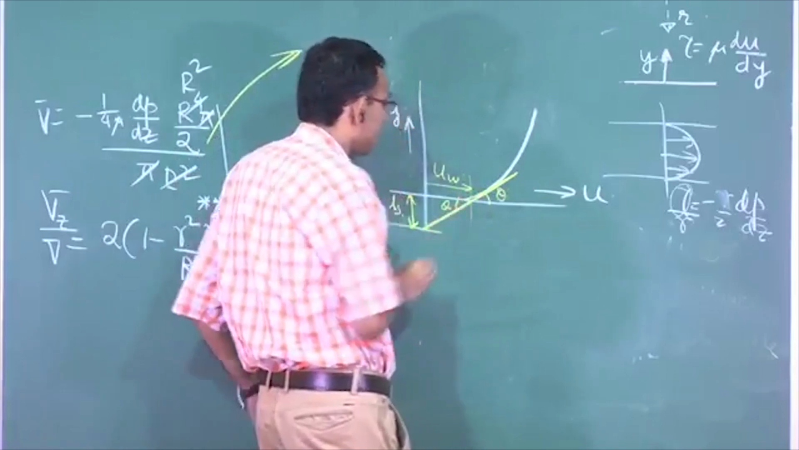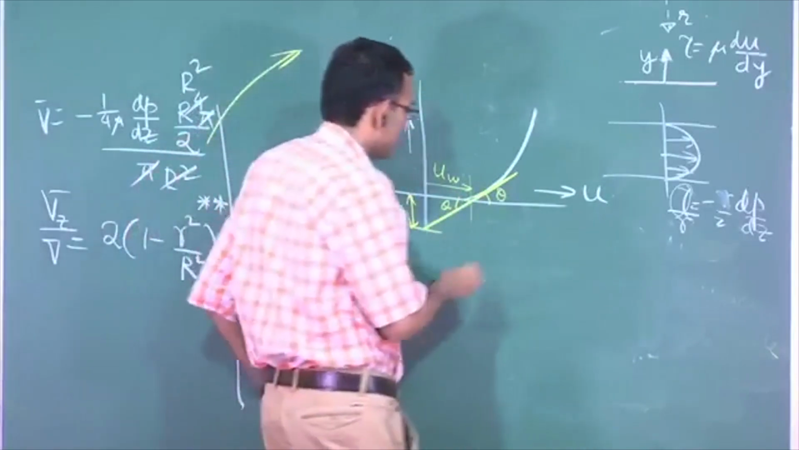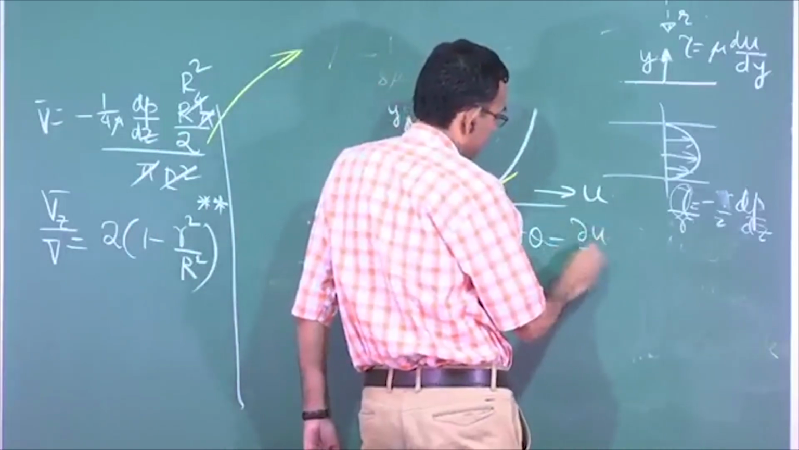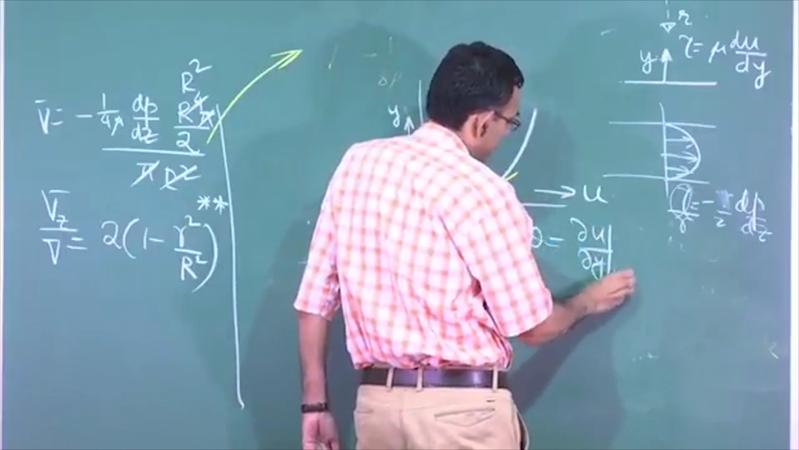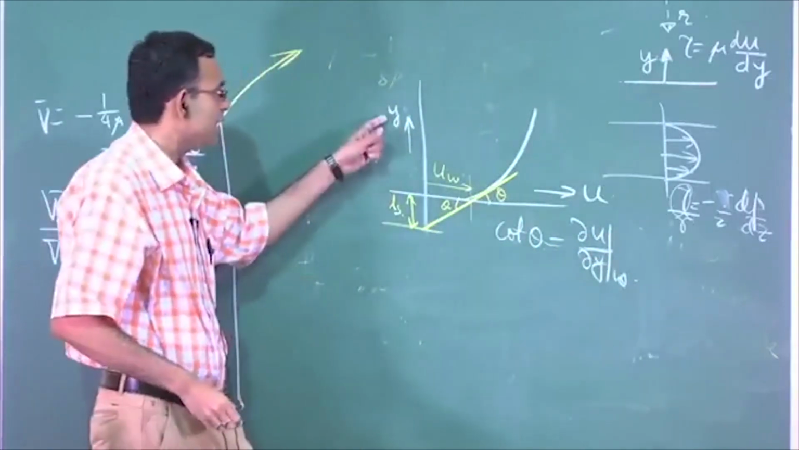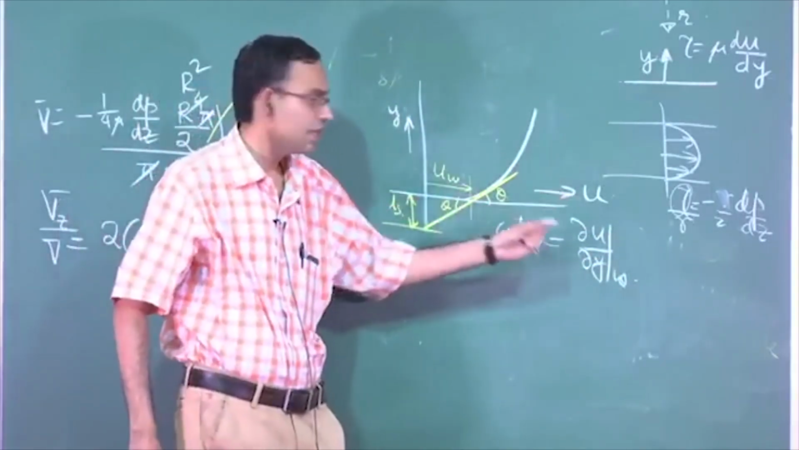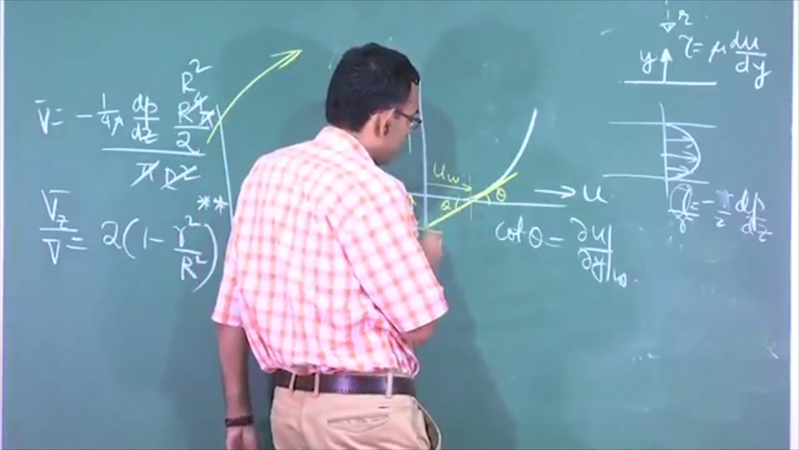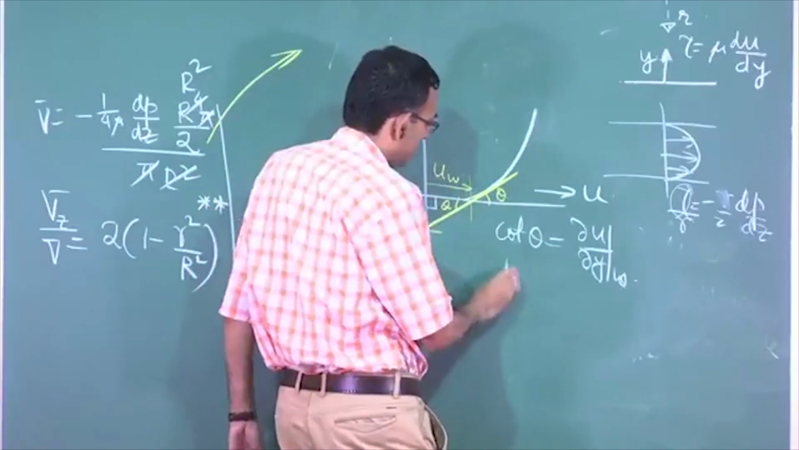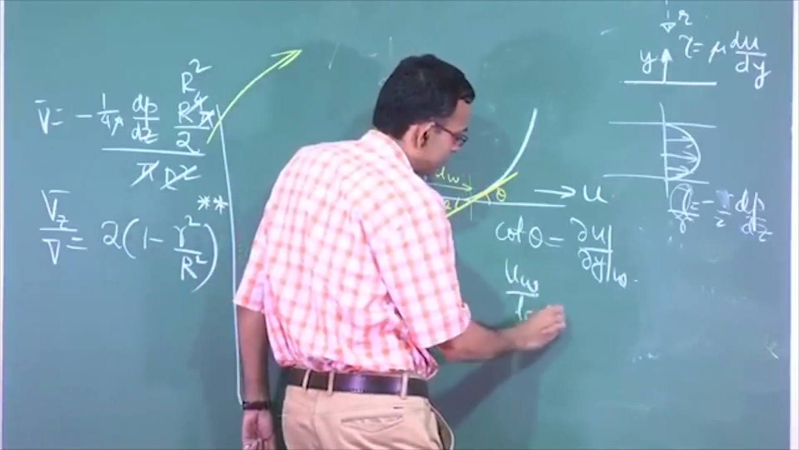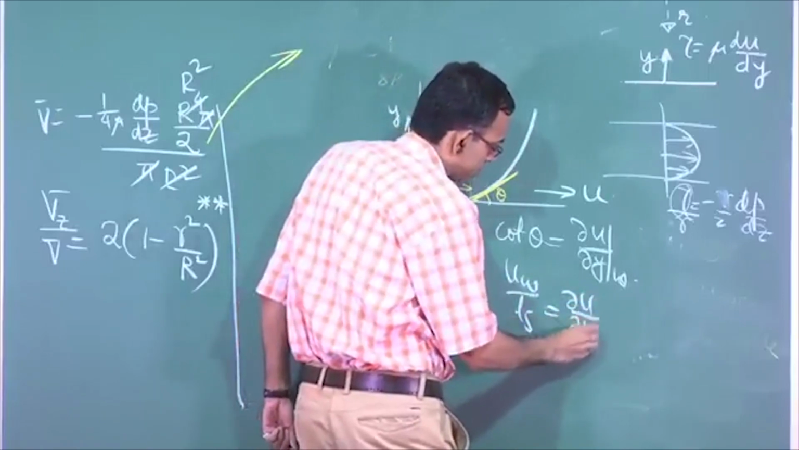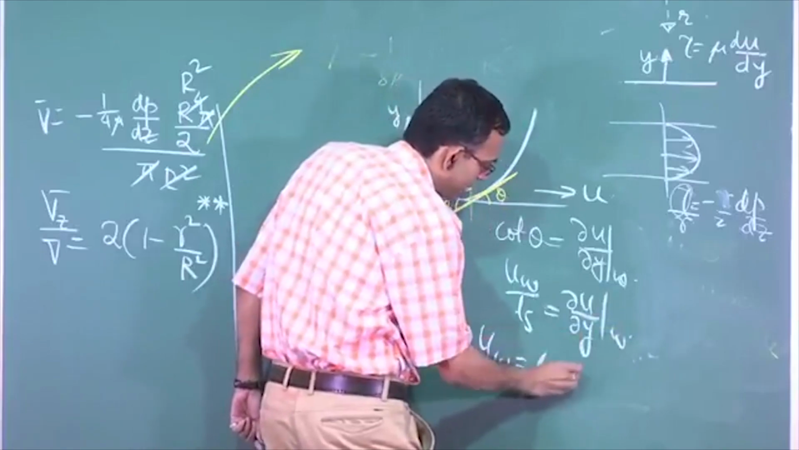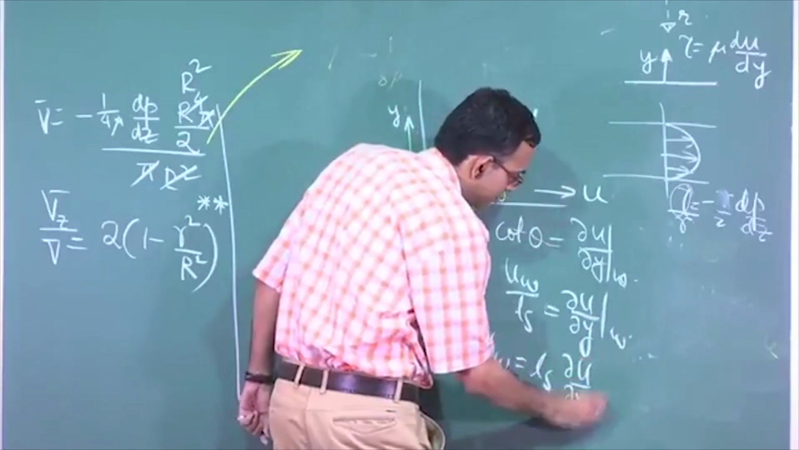So if this angle is theta, you will get cot theta, because tan theta is dy du. So cot theta is this one. So cot theta from this right angle triangle is u wall by Ls. So you can write u wall is equal to Ls del u del y at the wall.